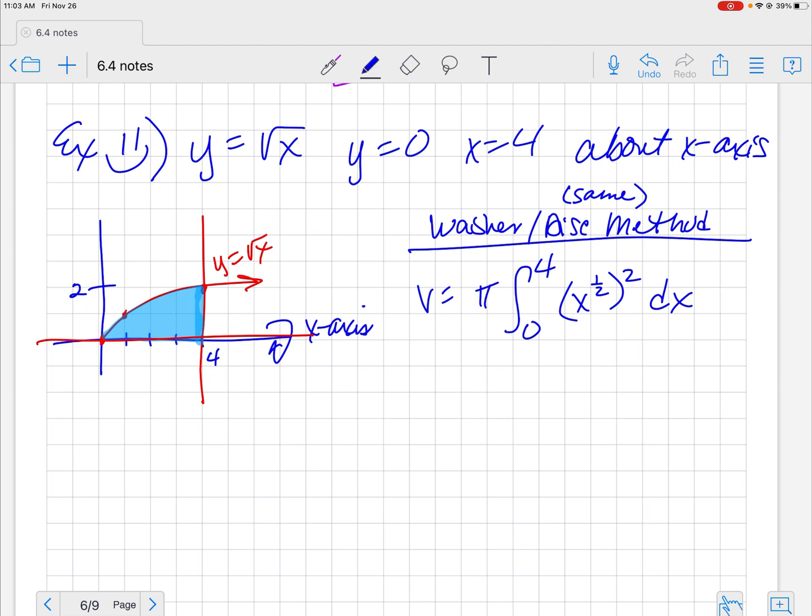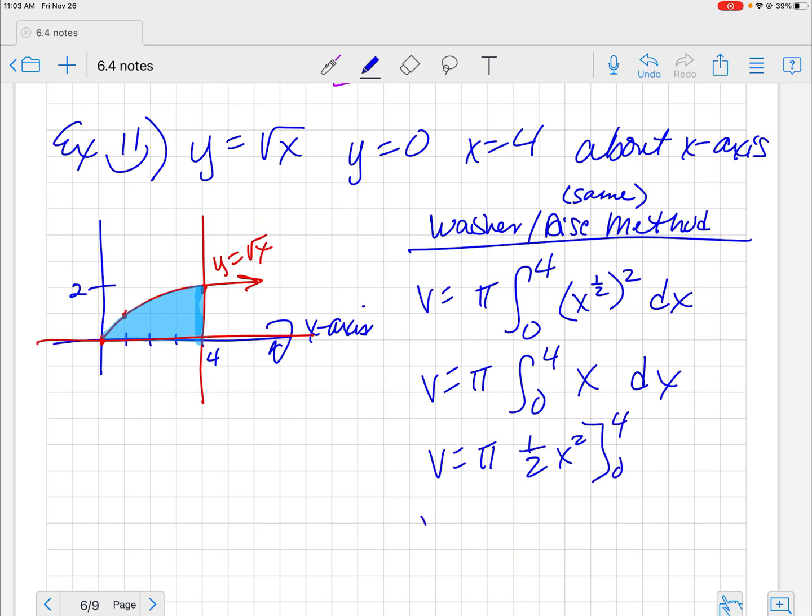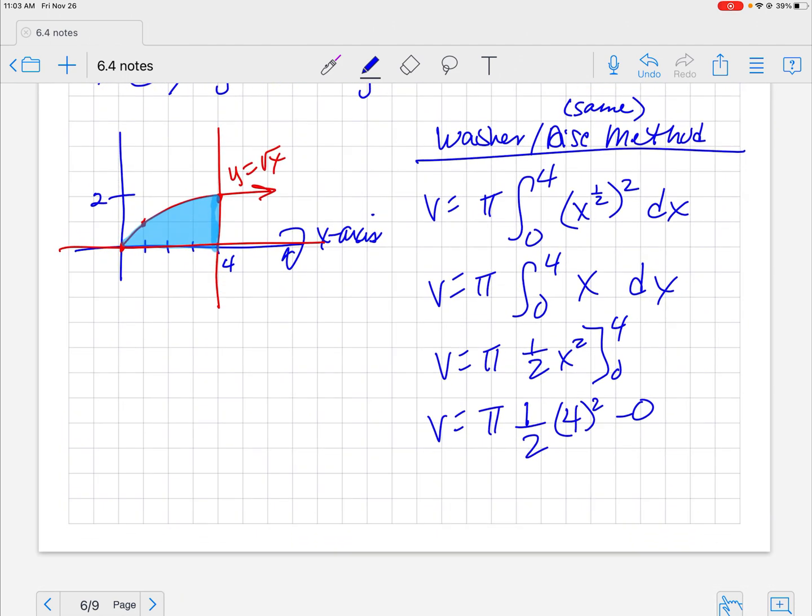Okay. So volume is equal to pi, and I'm going to go from 0 to 4. Power to a power, we multiply. And so I've got pi, and this is 1/2 x squared from 0 to 4. So pi here, and I've got 1/2 times 4 squared minus 0, of course. So 2 goes into 16 8 times. So I've got 8 pi.